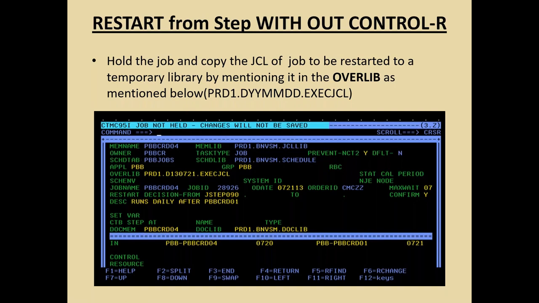See, there were some questions about override library. Okay, now see, there is one job failed. Now the application team will tell me to do some JCL modification and restart that job. What I will do is, I will change this override library to whatever library is required. Hold the job and copy the JCL of a job to be restarted to a temporary library by mentioning it in an override library as mentioned below. Okay, so this is the new library I am giving here.